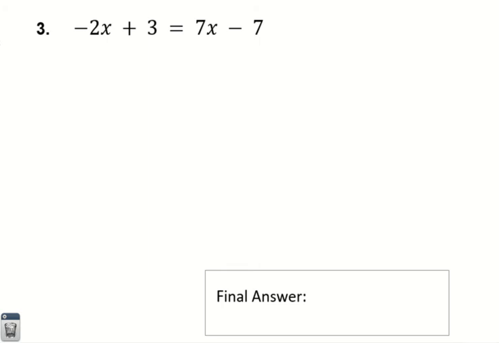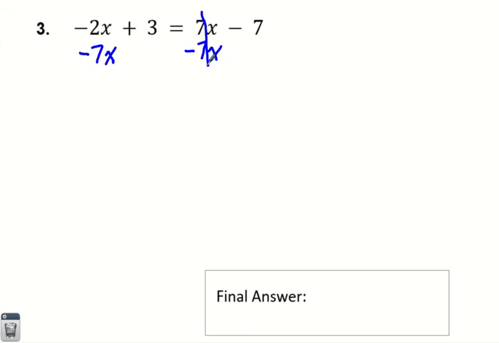Number 3. I'll do this one a couple different ways, depending on how you like to start these things off. I'm going to start first with my first one. I'm going to say my priority is getting the x to the left side. I don't care what the numbers are. If you want x's to always go to the left side, then you're going to be doing this. So if you want to hold off, I will be doing it the other way.